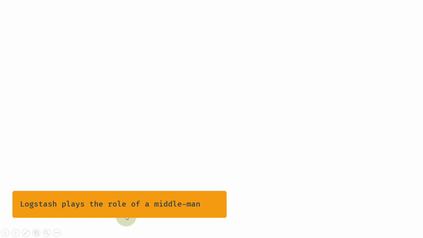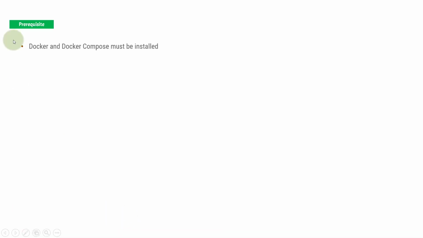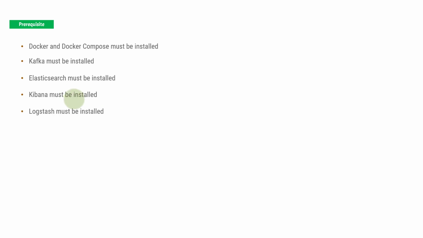Before creating the pipeline, there are some prerequisites that need to be fulfilled. The first one is that Docker and Docker Compose must be installed on your system. Because Docker and Docker Compose are operating system dependent, I'll leave it to you to install them by searching some blog. The next thing is Kafka, which also should be installed. The third thing is Elasticsearch, then Kibana, and finally Logstash. We will be installing Kafka, Elasticsearch, Kibana and Logstash in this video tutorial.